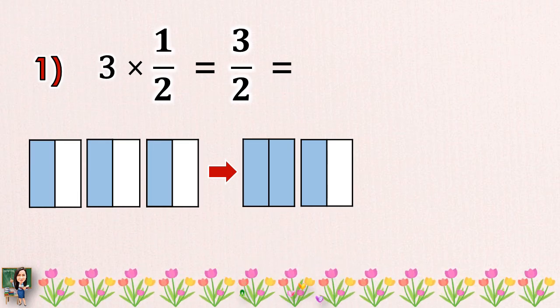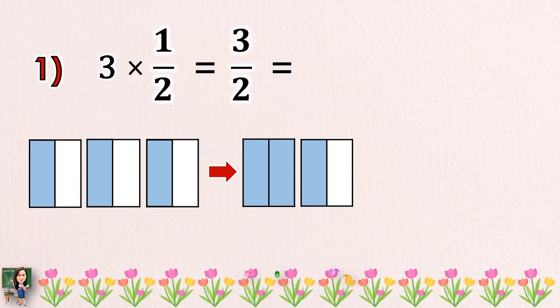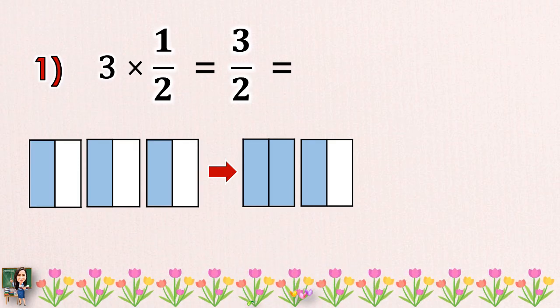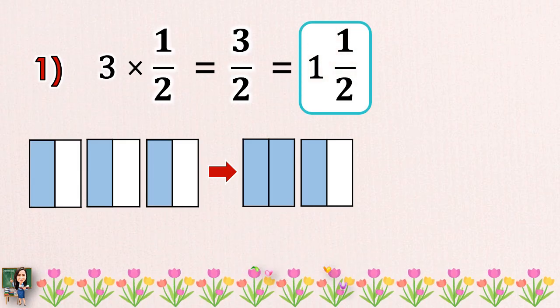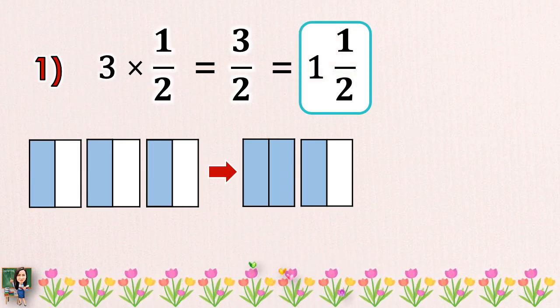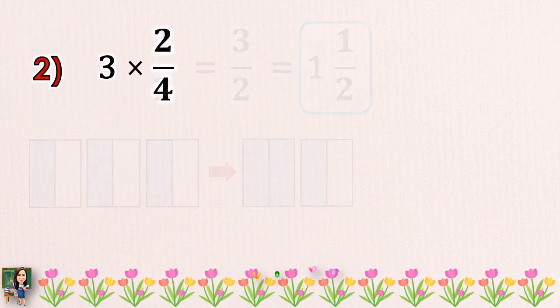Because 3 halves is an improper fraction, change this into a mixed number. So divide 3 by 2. 3 divided by 2 equals 1, remainder 1. So the answer is 1 and 1/2. The first rectangle represents 1 whole and the second rectangle represents 1/2. 1 and 1/2.